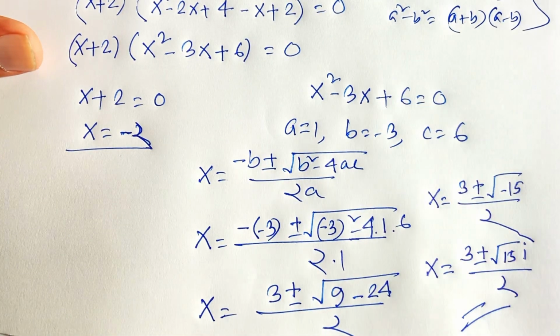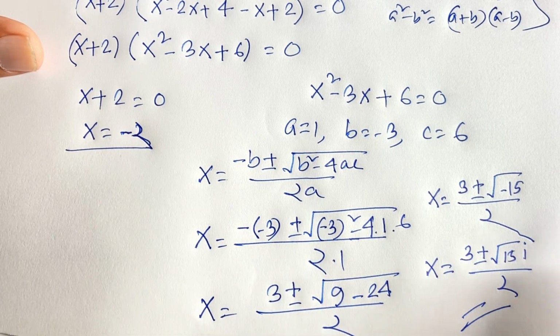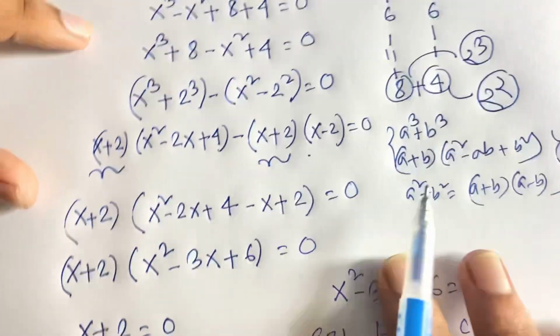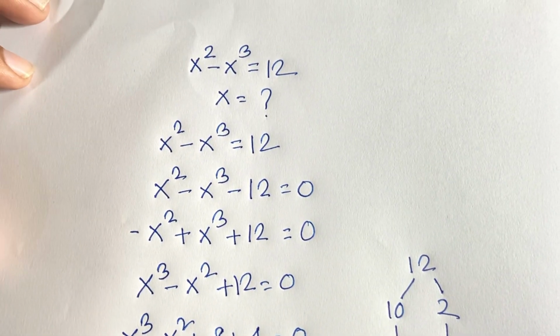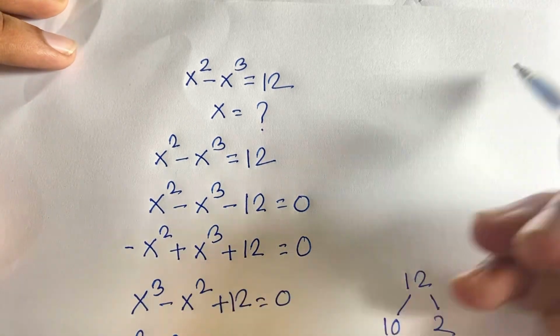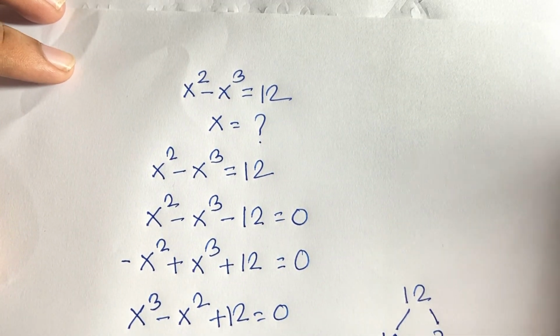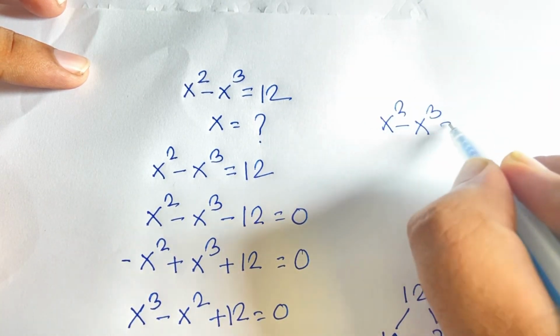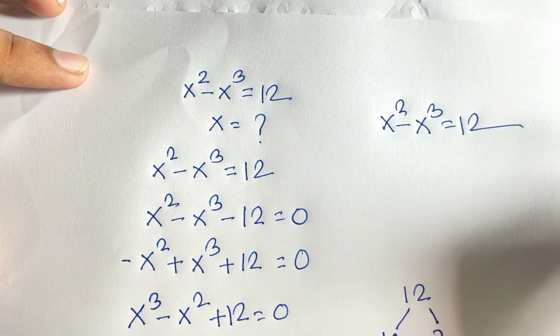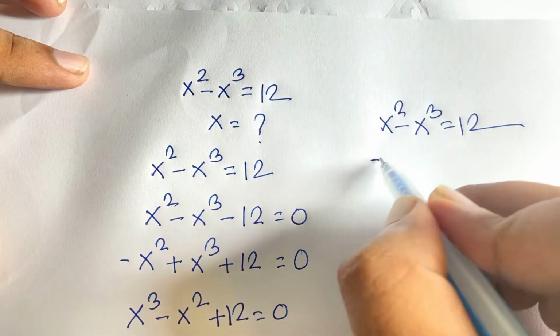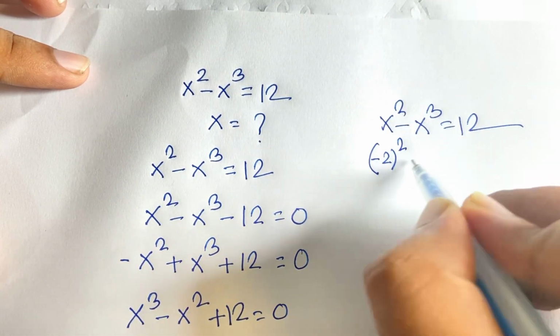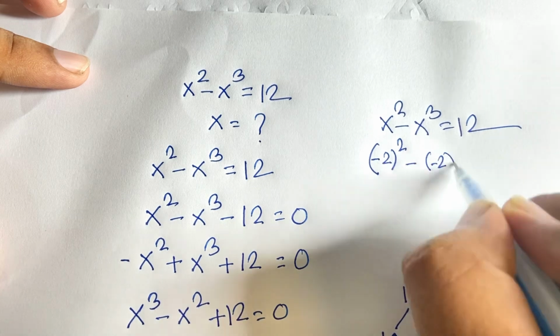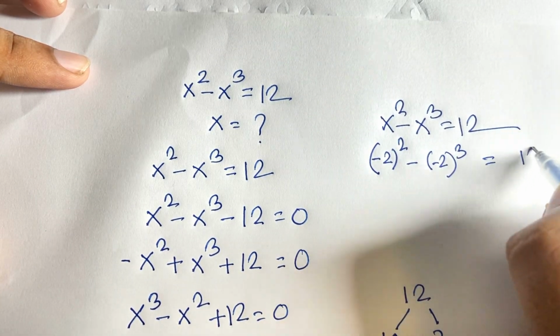Let's check, this is our final answer. At this moment we will check our question. This question is x to the power 2 minus x to the power 3 is equal to 12. But remember that we found x is equal to minus 2. So minus 2 whole squared minus minus 2 whole to the power 3 is equal to 12.